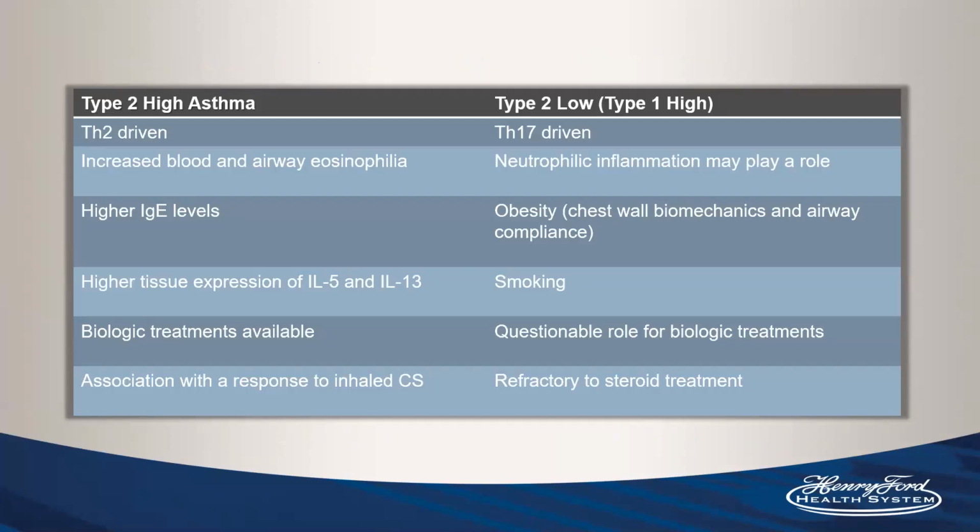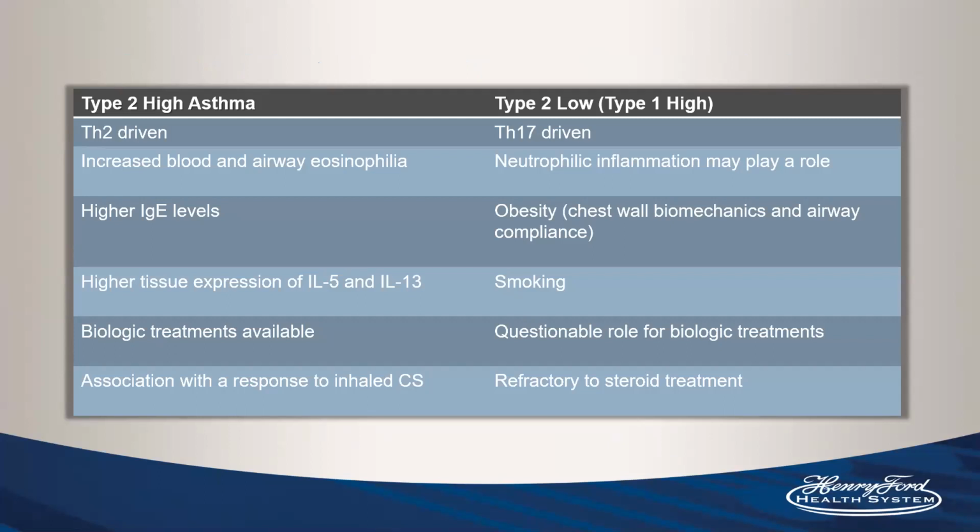So just to contrast the two types of inflammation that you see in asthma. Type 2 high, which means it's T helper 2 cell driven, it's more eosinophil activation, high IgE levels, IL-5, IL-4, and IL-13. You have biologic treatments available for that, and we'll talk about this. It's associated with a good response to corticosteroids.